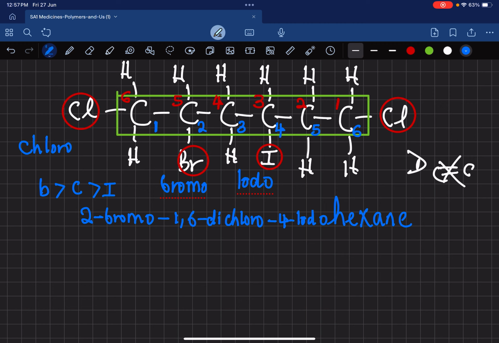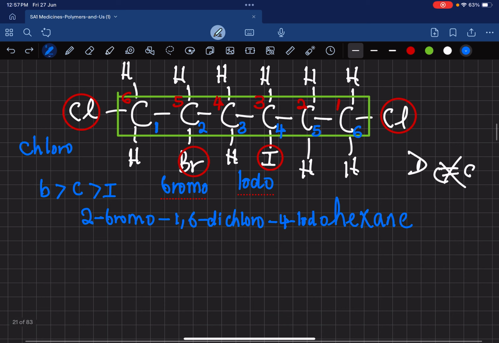What if I followed the red numbering? What will the name be now? The name would be 1, 2, 3, 4, 5 bromo. Sorry, I'm going to change color. So it's going to be 5-bromo. Chlorine is going to be 1 and 6 again. Perfect, 1,6-dichloro. How about iodine? Oh, iodine is number 3.